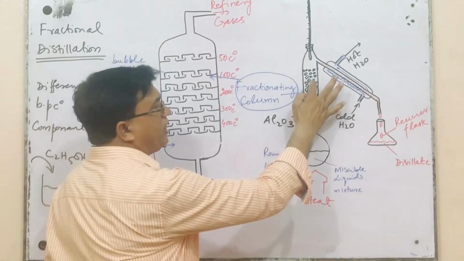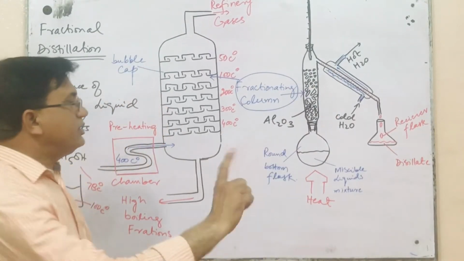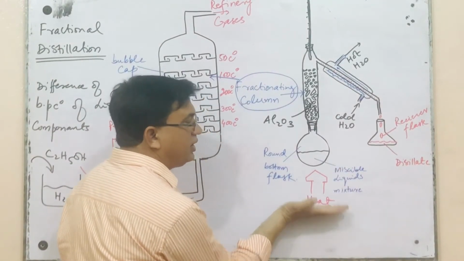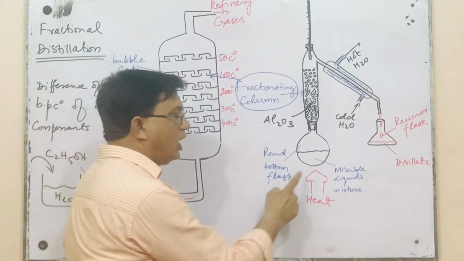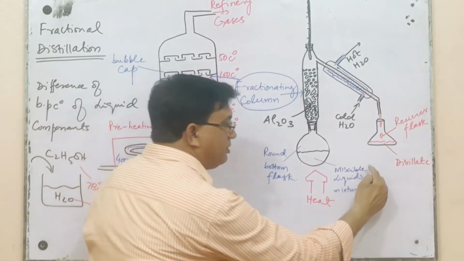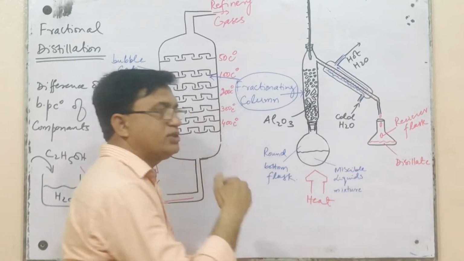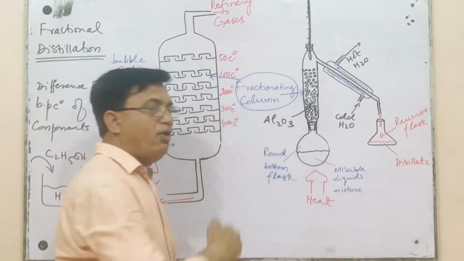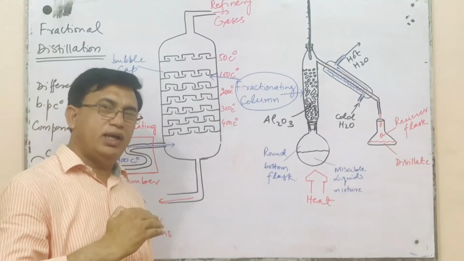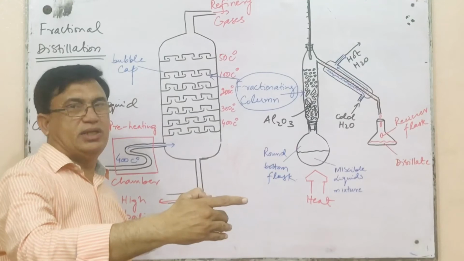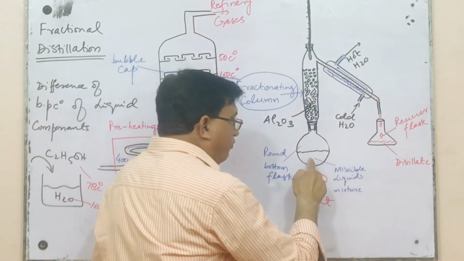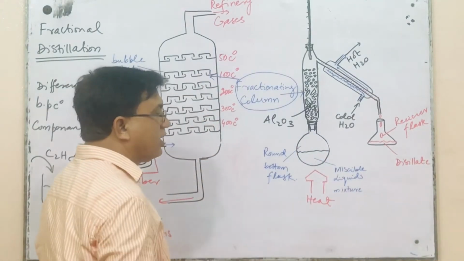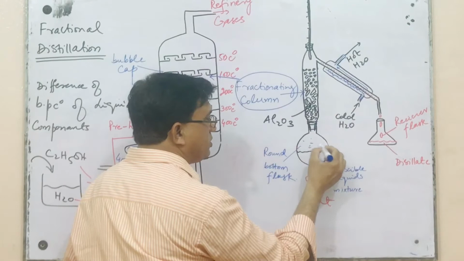What is the function of the fractionating column? This is the most important. When we provide heat energy from the heat source, automatically this miscible liquid mixture will start heating, and the component which has the lower boiling point will boil first, and the vapors of the low boiling liquid will start coming out at the first stage.